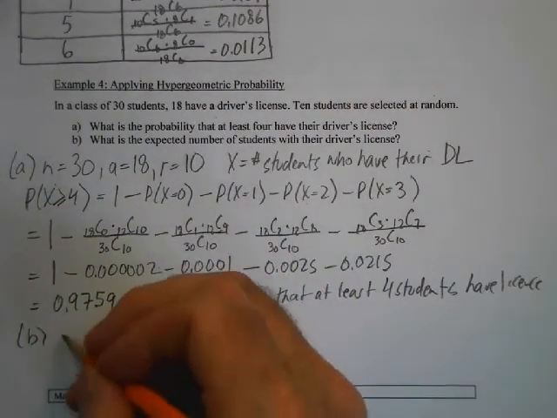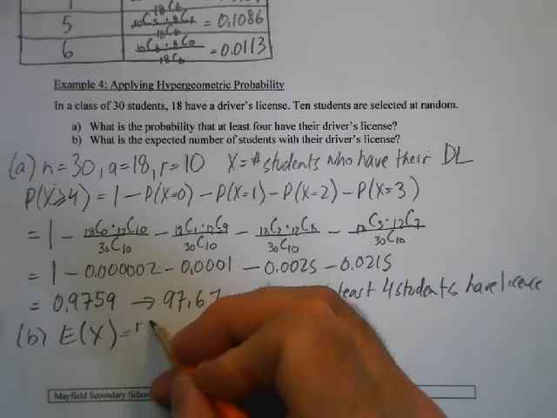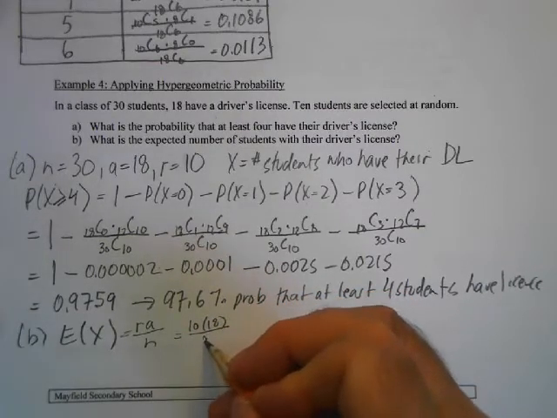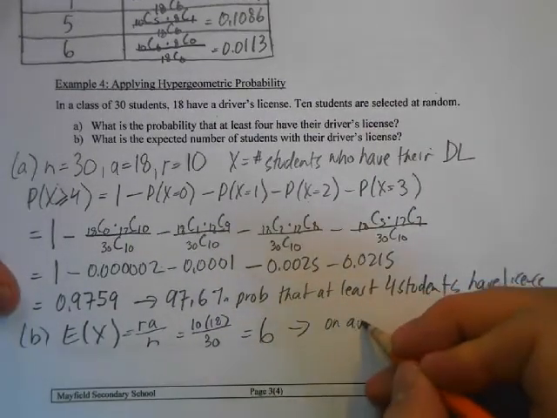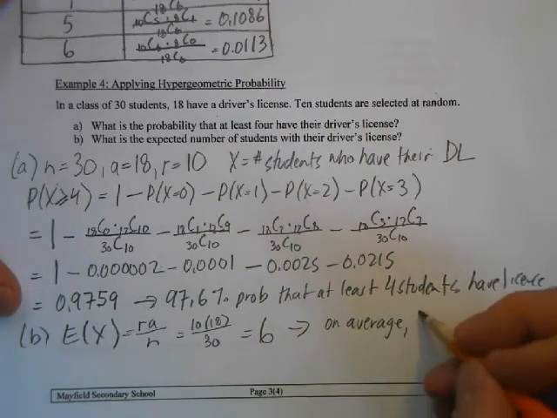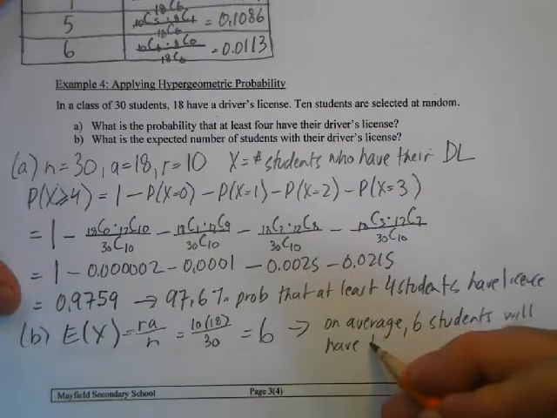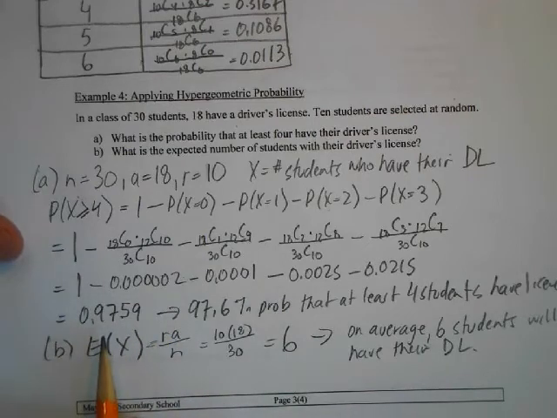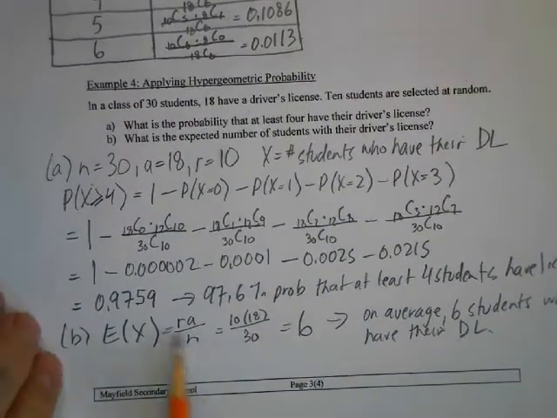Okay, part B of this was what is the expected number of students to have the driver's license from this situation. So plug in our values, RA over N, 10 times 18 over 30. That's exactly equal to 6. So on average, 6 students will have their driver's license. Okay, and if we had done our probability distribution, we could just look at the highest entry and it most likely would be 6, but it's a lot easier to calculate with this very fast formula here.